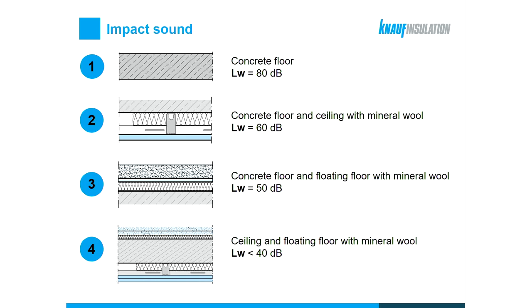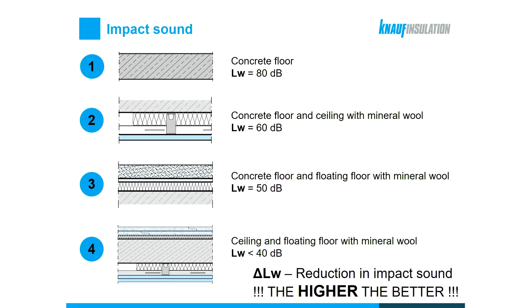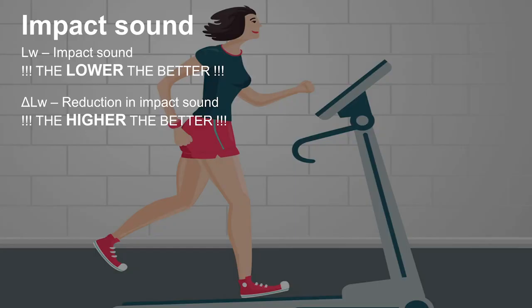So although it's the impact sound which is generally regulated, and yes, we target the lowest possible figure for the impact sound, it's actually another quantity which material manufacturers will generally talk about and publish. And this is the delta L value, which is actually the reduction of the impact sound. And this is nothing more than the difference in impact sound between the concrete floor and the same concrete floor upgraded with a certain solution. So, for example, our floating floor has a delta L value of 30 decibels. Our ceiling solution has a delta value of 20 decibels. And in this case, the higher the delta value, the better it is.